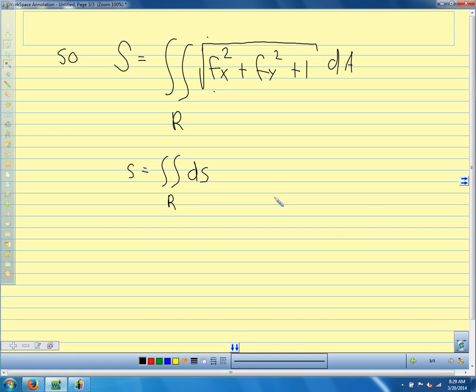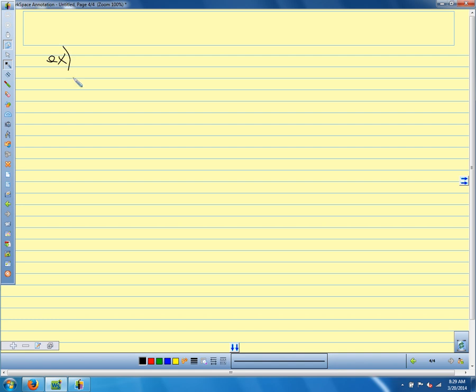All right, so let's look at some examples, some examples where we can set these integrals up and evaluate them nicely. All right. So we want to find the surface area.